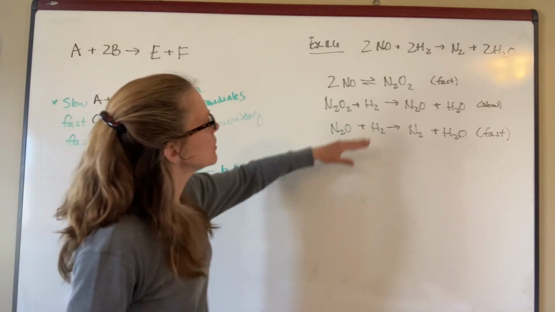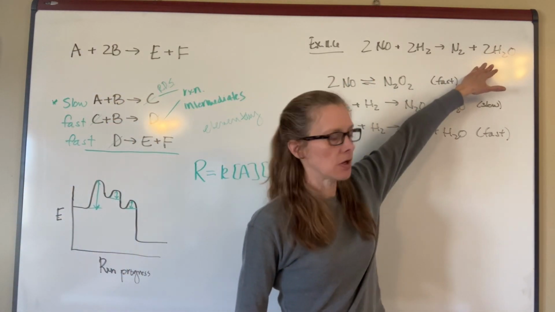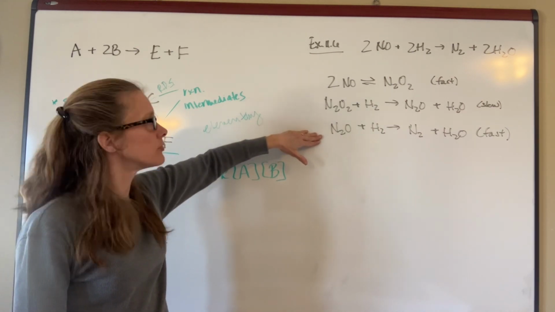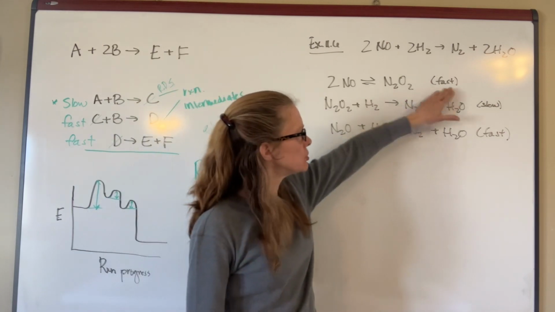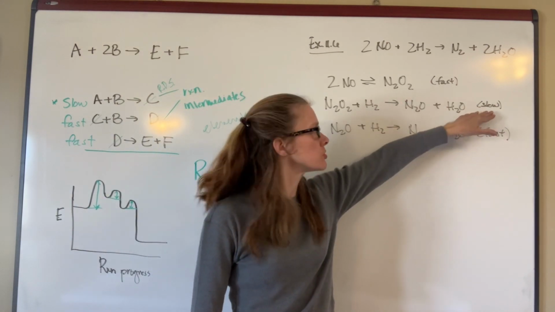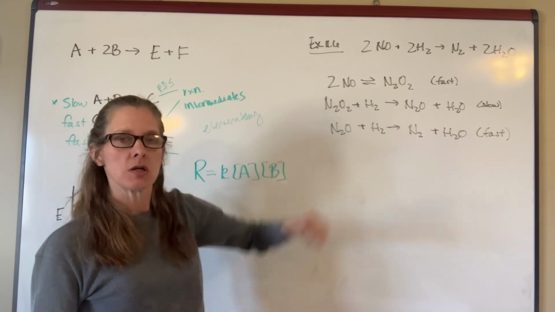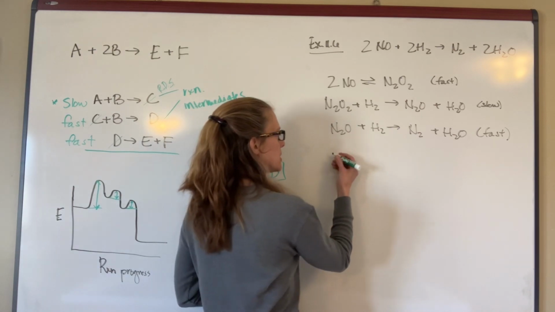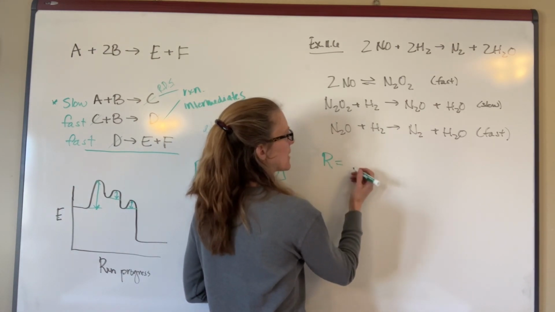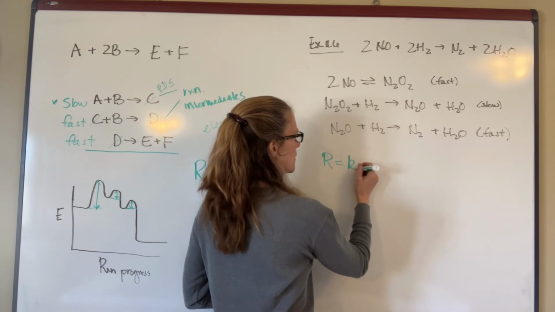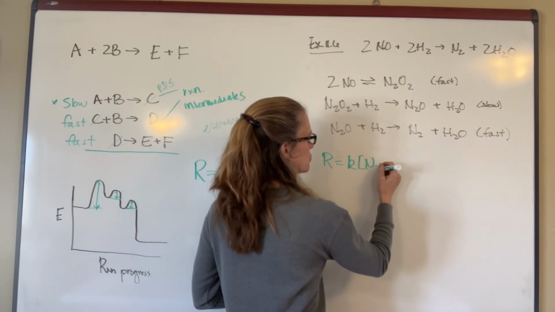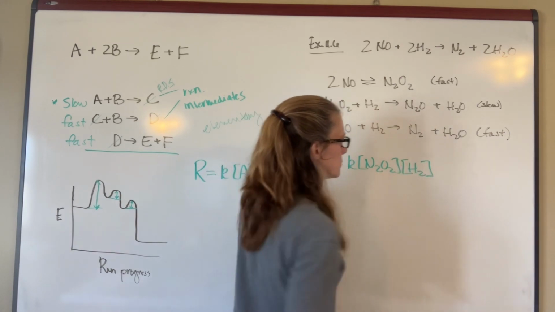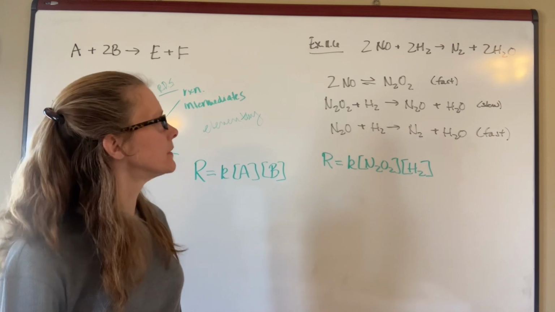Okay, so we are looking at this overall reaction, and these are the steps, the reaction mechanism for that reaction. You'll notice that I have two fast steps and one slow step. So this is the rate determining step. If you use the rate determining step to write the rate law, I'm going to get the rate equals the reaction constant times the concentration of N2O2 times the concentration of H2. Voila, I'm done, right?